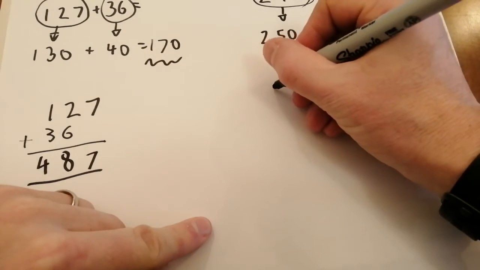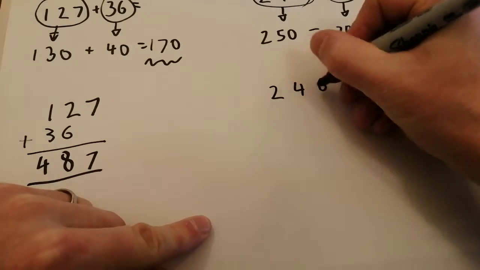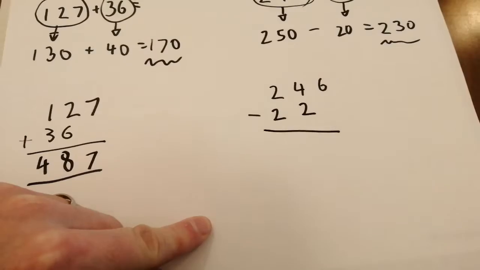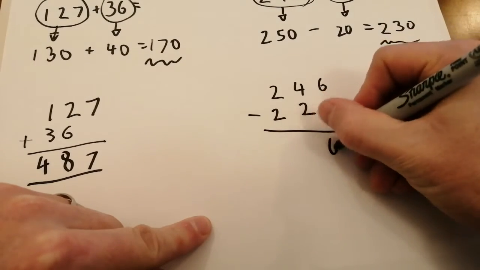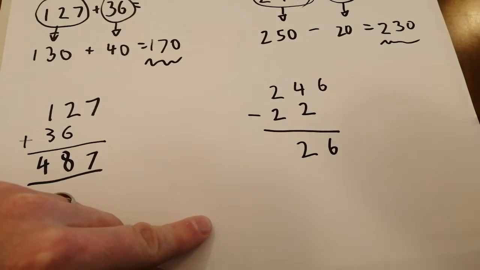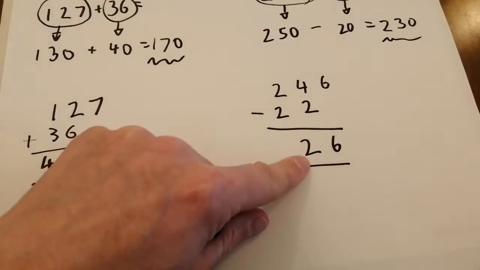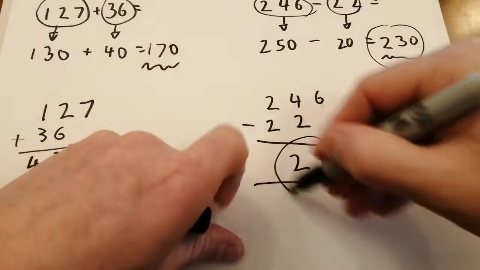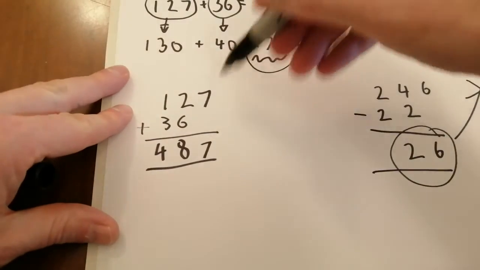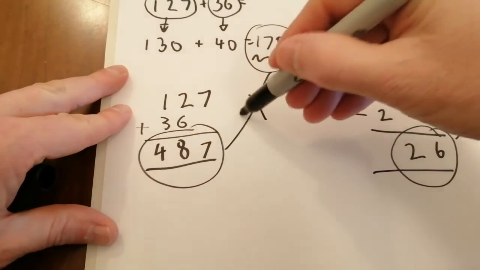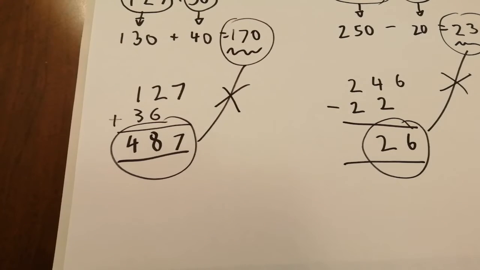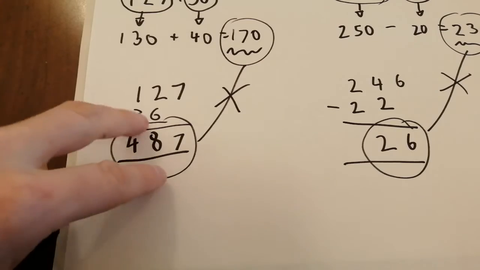Then if we look at the other one, we had 246 minus 22. 6 take away 0 is 6, 4 take away 2 is 2, and 2 take away 2 is 0, so I'm just going to leave that out. My answer is 26, but hang on a minute. These do not add up, and these are nowhere near each other. We've got a problem, and the problem we've got is place value is in the wrong place.